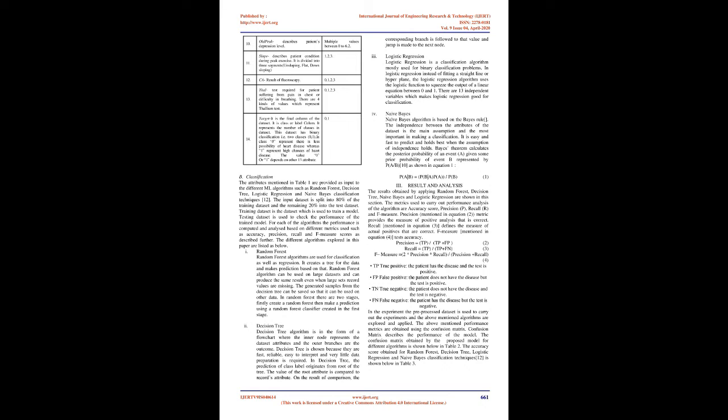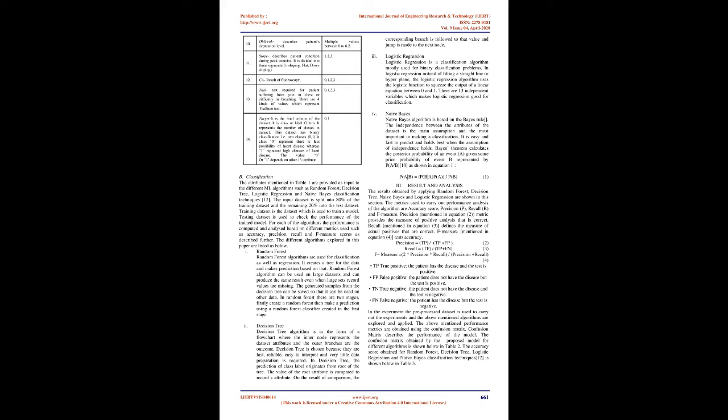11. Slope describes the patient's condition during peak exercise. It is divided into 3 segments, upsloping, flat, down sloping. 1, 2, 3. 12. CA, the result of fluoroscopy. 0, 1, 2, 3. 13. Thal, a test required for patients suffering from pain in chest or difficulty in breathing. There are four kinds of values which represent the thallium test. 0, 1, 2, 3.